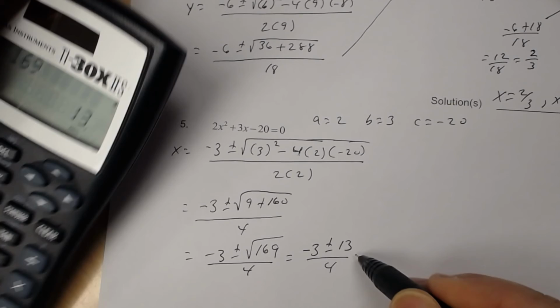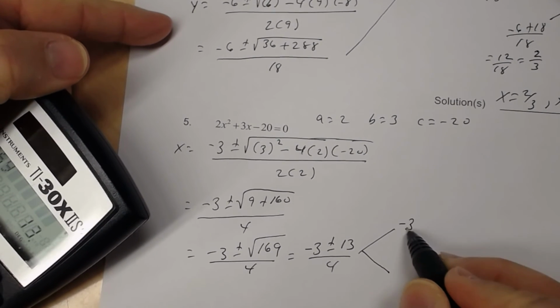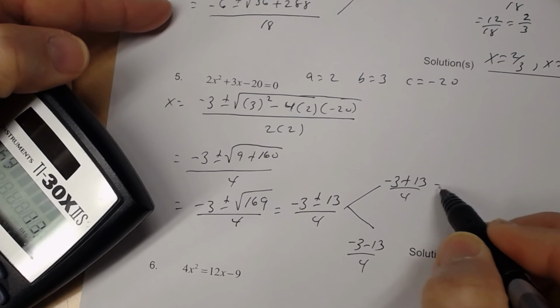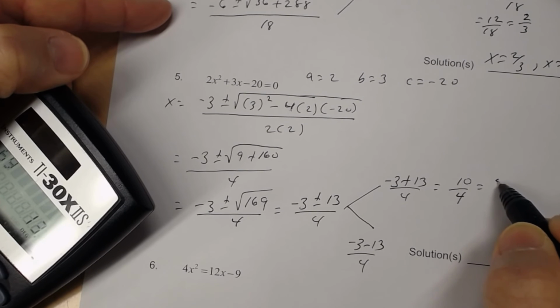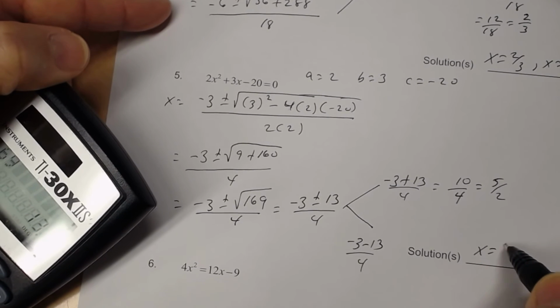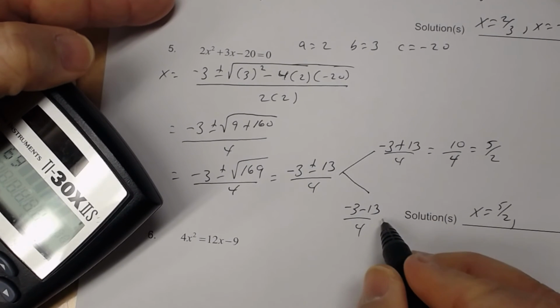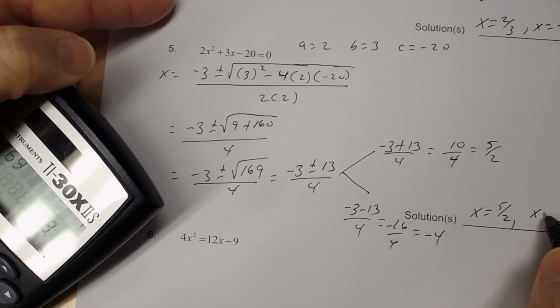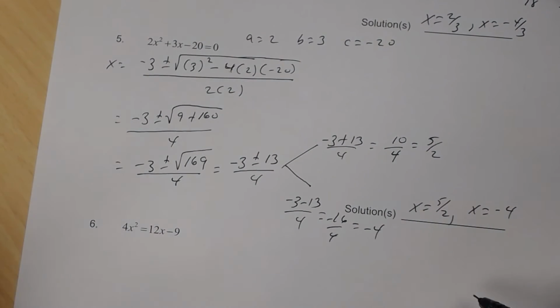And notice that these are going to be rational solutions. So I'm going to rewrite this as two separate expressions. So negative 3 plus 13 divided by 4, and then negative 3 minus 13 divided by 4. And so negative 3 plus 13 is 10 divided by 4, and that's going to be reduced. It's going to be 5 halves. So one of your solutions is 5 halves. Over here, negative 3 minus 13 is negative 16 divided by 4, which reduced is negative 4. So there's the other solution. So your two solutions are 5 halves and negative 4.